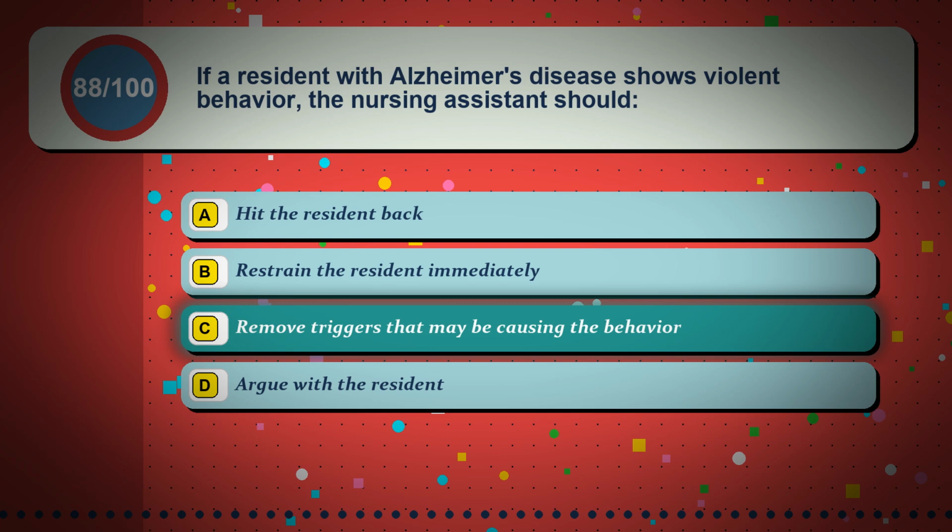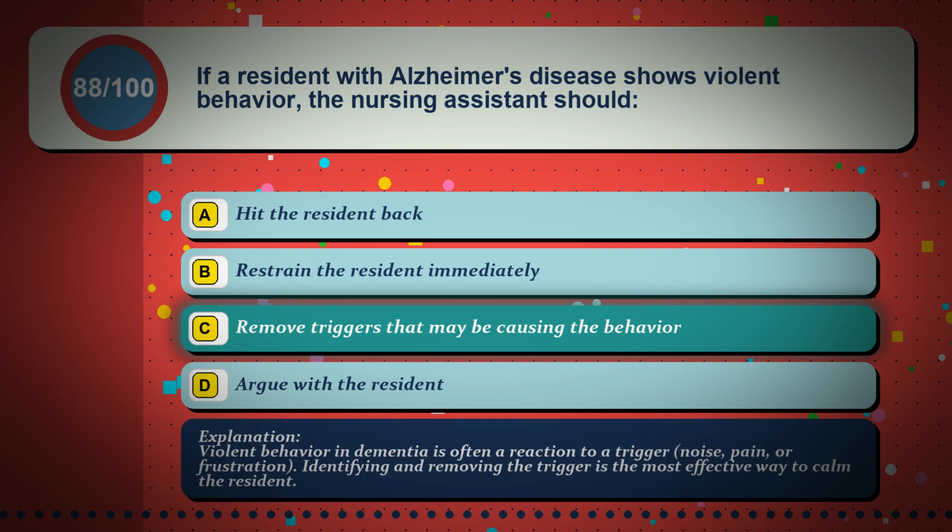The correct answer is option C. Remove triggers that may be causing the behavior. Violent behavior in dementia is often a reaction to a trigger: noise, pain, or frustration. Identifying and removing the trigger is the most effective way to calm the resident.